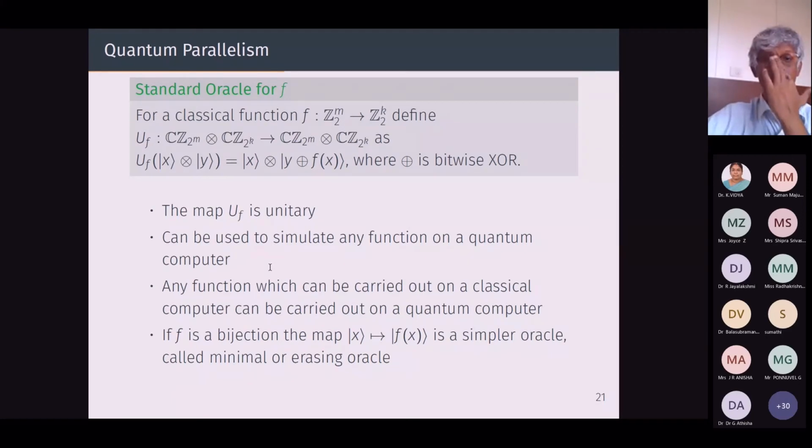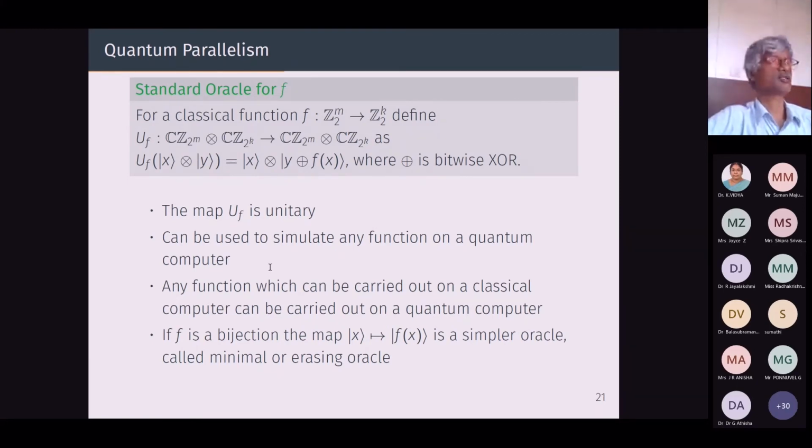And then there is something called the standard oracle. It will have various names, and it's not difficult to see that it is unitary. It operates in this way: for an m bit to k bit classical function, you write a quantum oracle. It operates on the 2^m dimensional space tensor the 2^k dimensional space, defined as ket of x tensor y under U_f mapped to ket of x tensor y XOR f of x, where this XOR is the usual bitwise XOR.